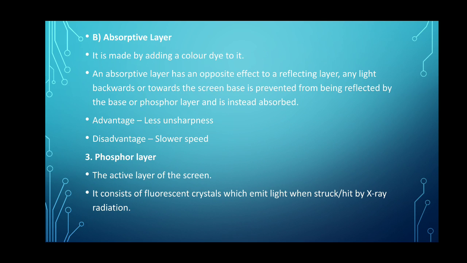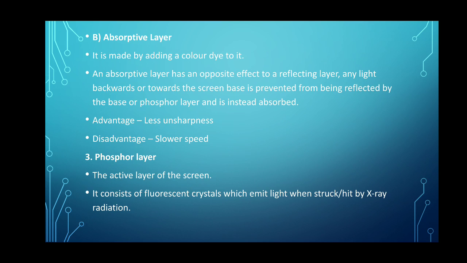Second, we will discuss the absorptive layer. It is made by adding a color dye to it. An absorptive layer has an opposite effect to a reflecting layer. Any light travelling backwards towards the screen base is prevented from being reflected by the base or phosphor layer and is instead absorbed. Advantages: less unsharpness. Disadvantages: slower speed.